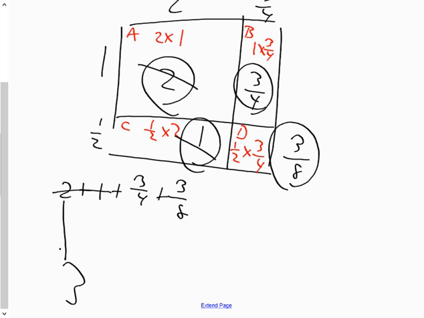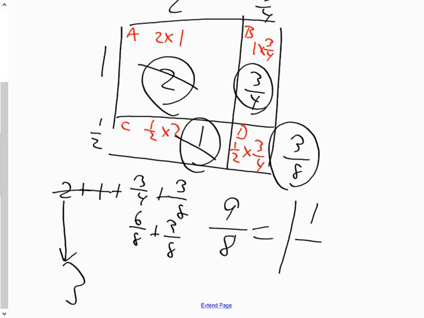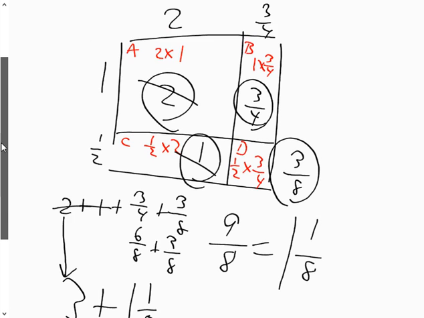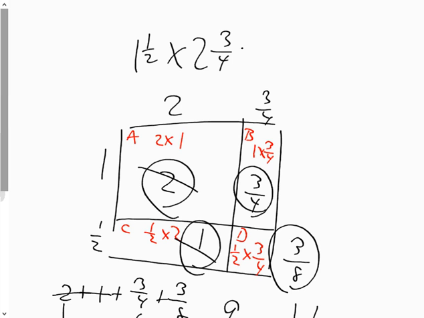Add those two, bring it down here. Now I'm going to worry about my fractions. Common denominator is 8. So instead of saying 3/4 plus 3/8, I can say 6/8 plus 3/8, which is 9/8, which is equal to 1 1/8. What do I have to finally add that to? 3. And my final answer, therefore, equals 4 1/8. Is that right? Did I do that right?